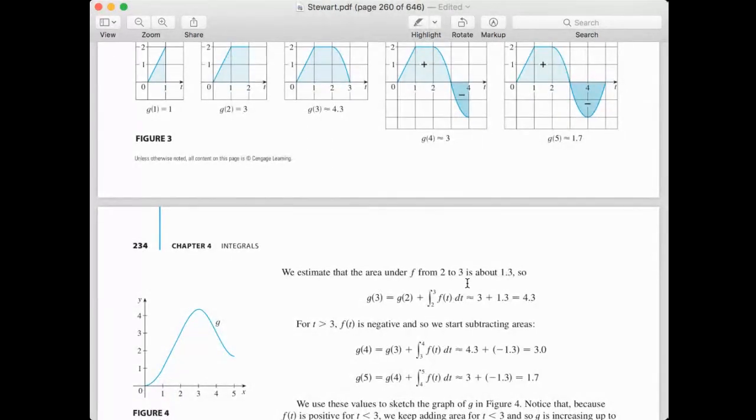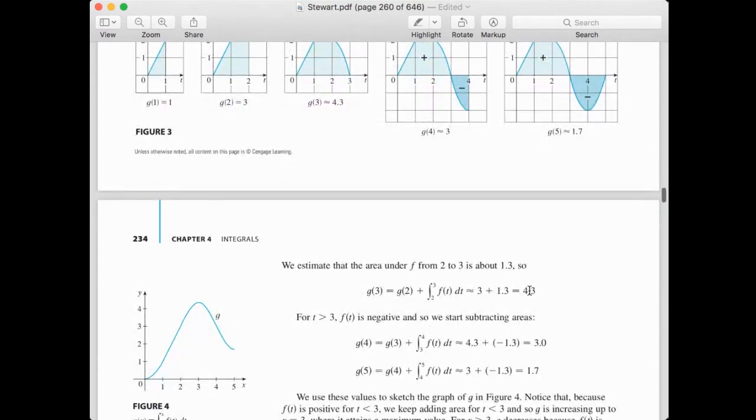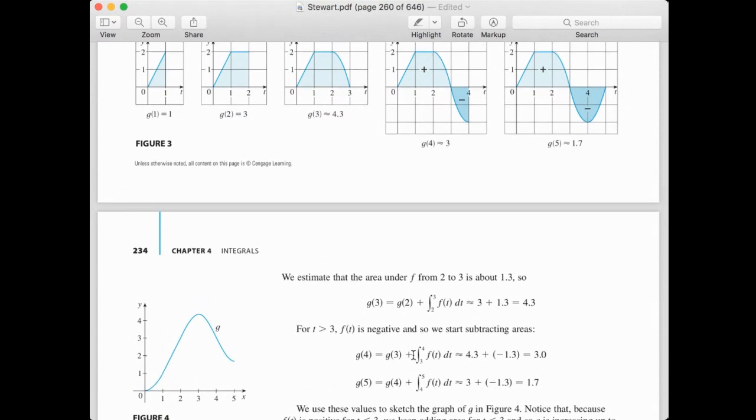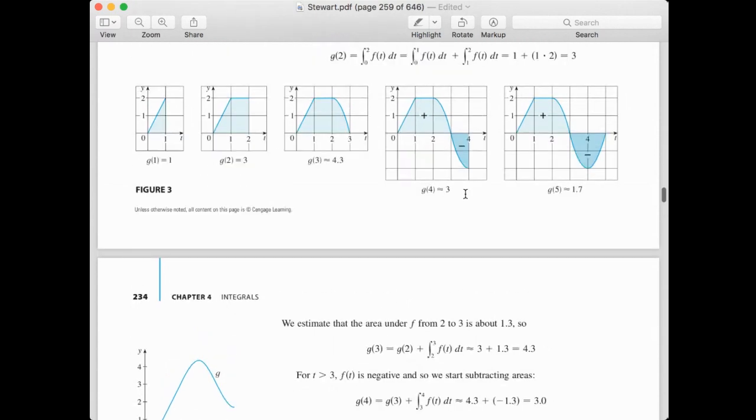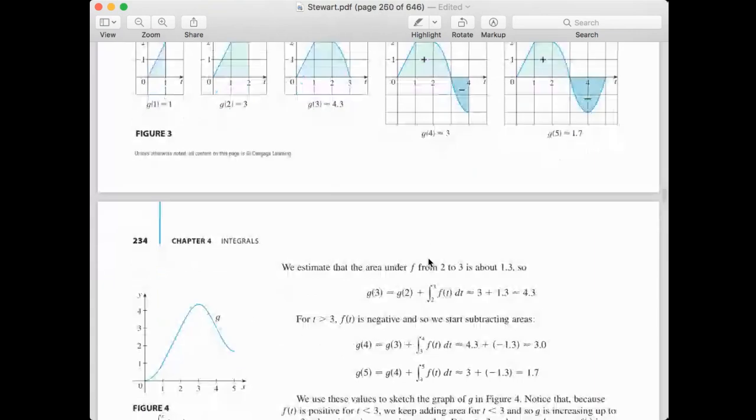G of 2. So the textbook says the estimate is 1.3, which is 4.3 in total. Similarly, to estimate g of 4, it seems like this upper part cancels out this lower part, so we get back to 3.